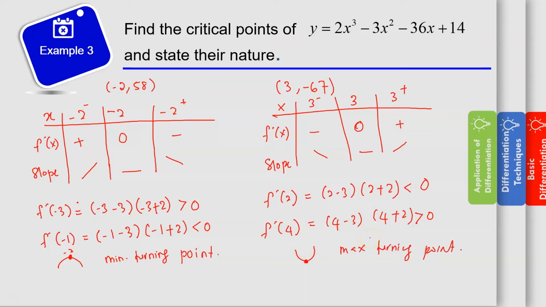This is how we can find and check the nature of the critical points.